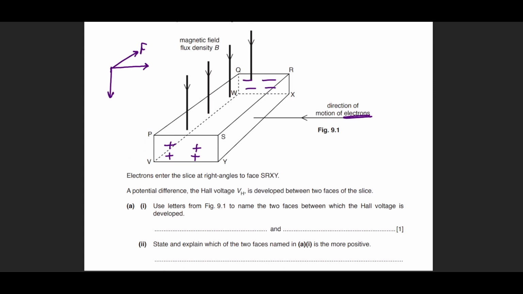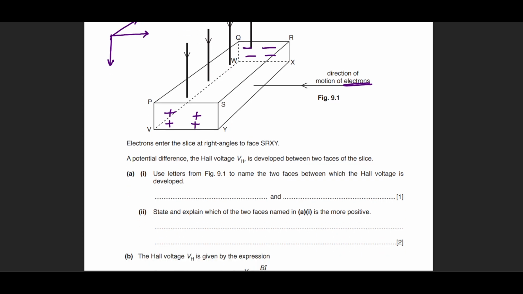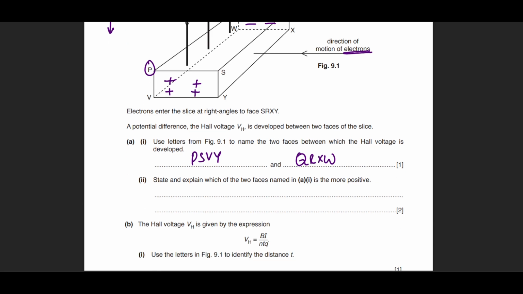These surfaces, if I connect a voltmeter, will be used to represent the Hall voltage. So I just have to use the variable names, which is PSVY. So PSVY will be the one phase and QRXW is the second phase. It says state and explain which of the phases named in A1 is more positive.